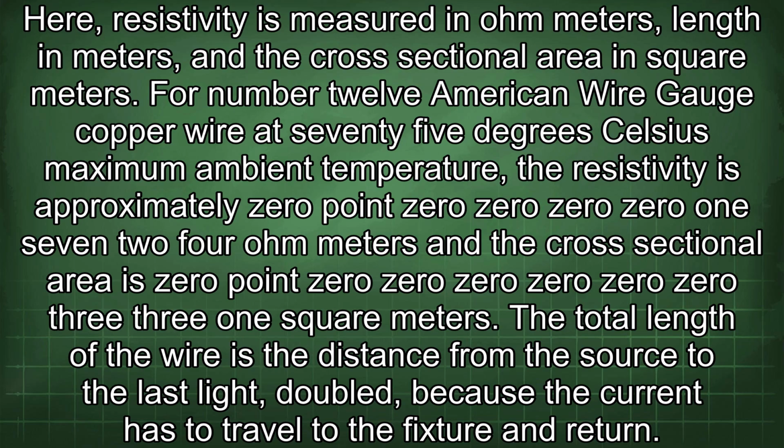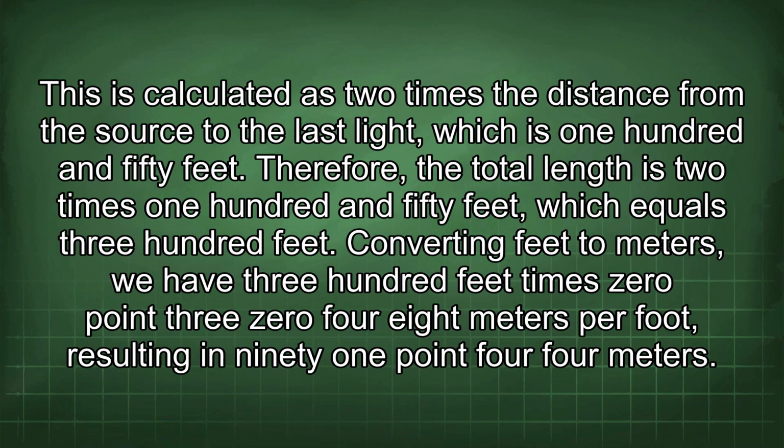The total length of the wire is the distance from the source to the last light doubled, because the current has to travel to the fixture and return. This is calculated as 2 times the distance from the source to the last light, which is 150 feet. Therefore, the total length is 2 times 150 feet, which equals 300 feet. Converting feet to meters, we have 300 feet times 0.3048 meters per foot, resulting in 91.44 meters.